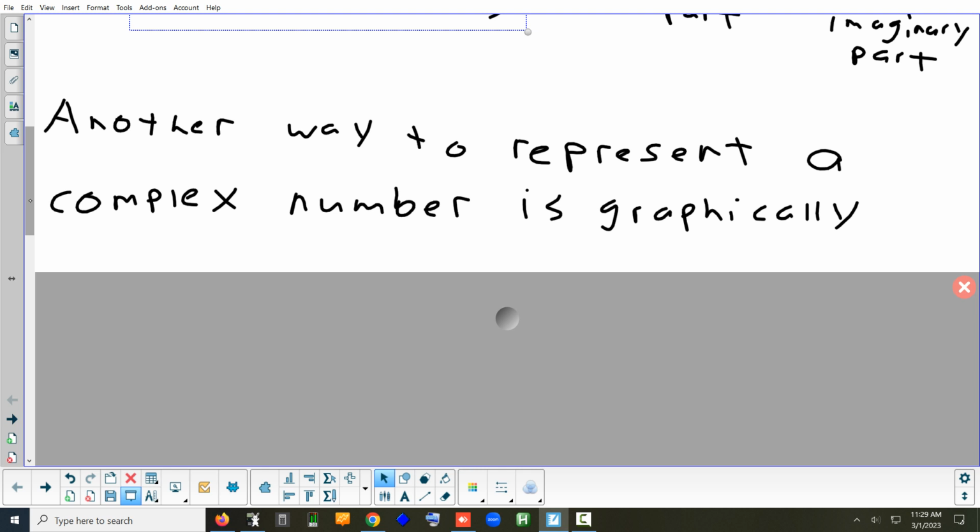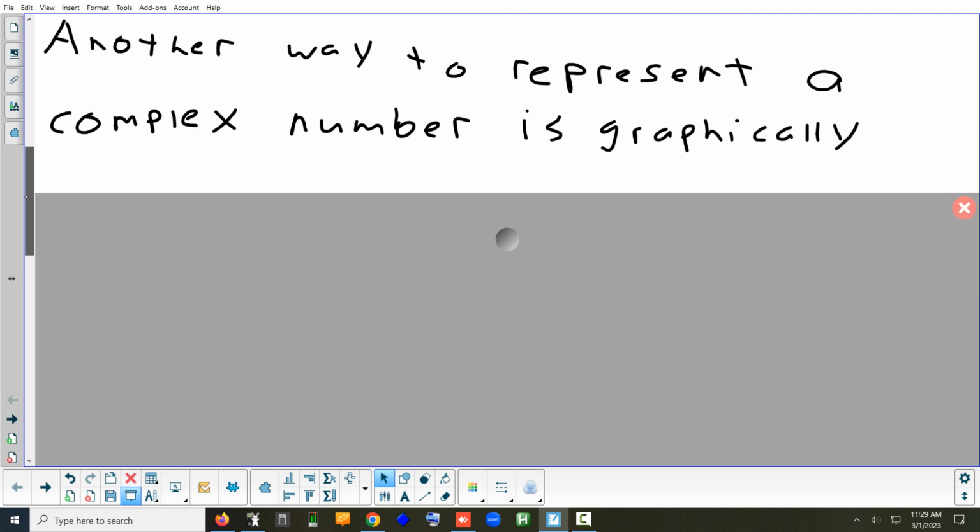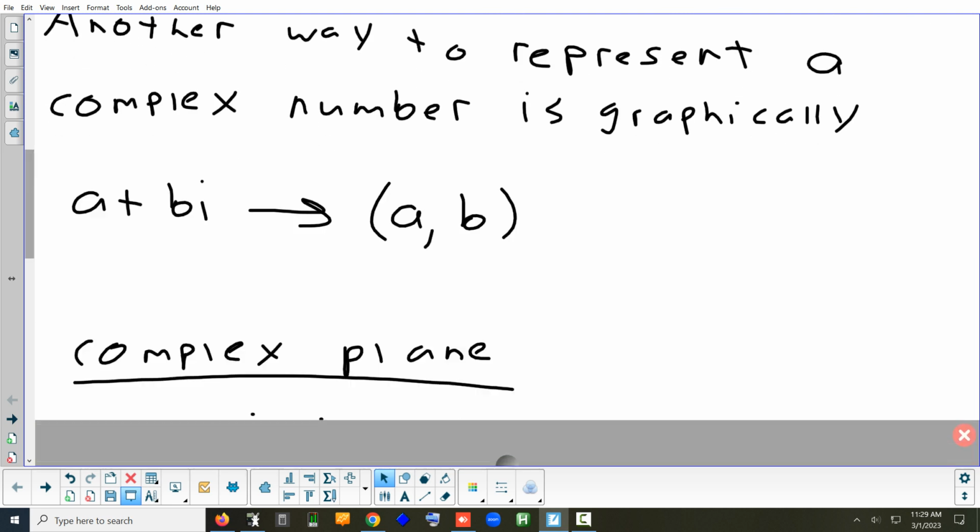So to figure out what trig form is, the first thing we have to do is kind of visualize complex numbers on a graph. That's going to be the first thing I look at. It's not very hard to visualize complex numbers on a graph. It's going to look basically just like an XY axis, except we're not going to call the axes X and Y.